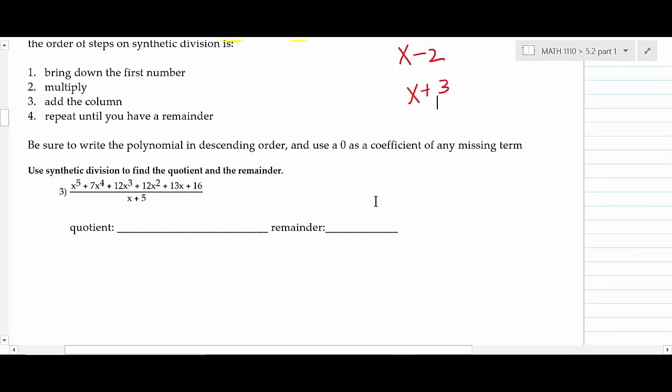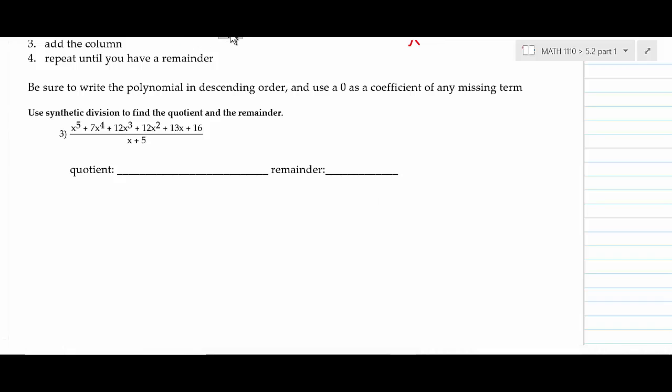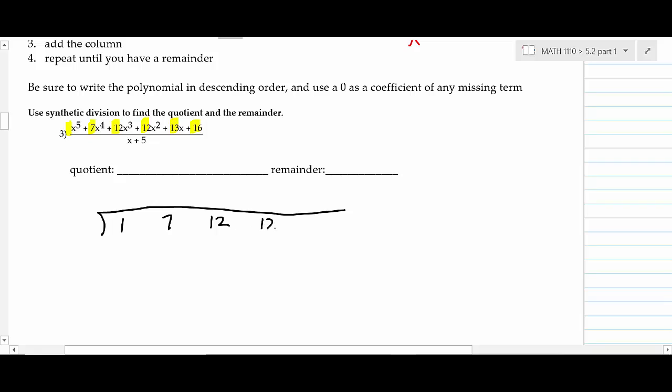So what you want to do, and when you set this up, it turns out that this is a lot less work than what I just did. What you want to do is you want to put the numerator under the division bar, but all you do is you just put the coefficients. And you got to make sure everything's accounted for. See, this is a fifth power, so you got to have a fifth, fourth, third, second, first, and a constant. Everything's got to be there. So what we're going to do is just put 1, leave a little gap, have a 7, a 12, another 12, a 13, and a 16 like that.